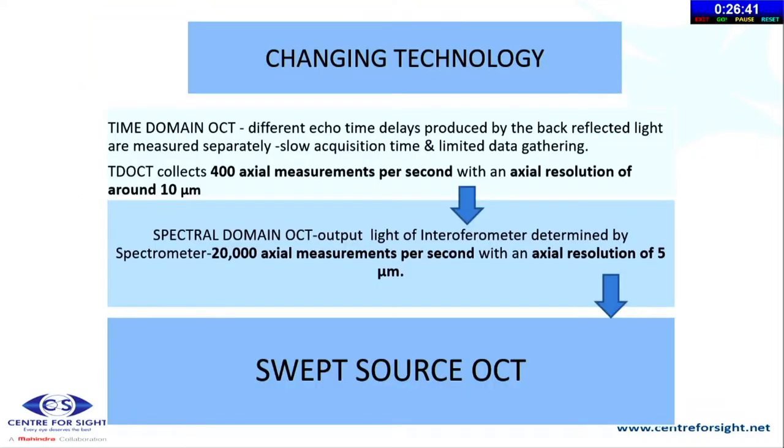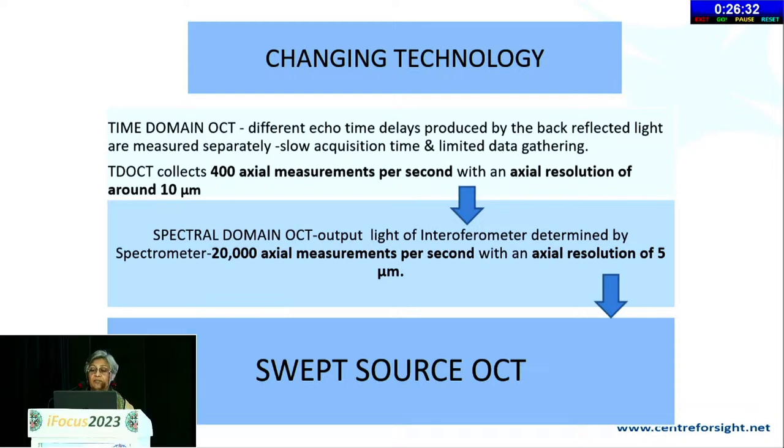Now, there has been a huge amount of changing technology over the years. First of all came the time domain technology by Zeiss. In this, the different echo time delays produced by the backscattered light are measured separately. Very important: very slow acquisition time. When you're slow, you have limited data. You can't gather that much.